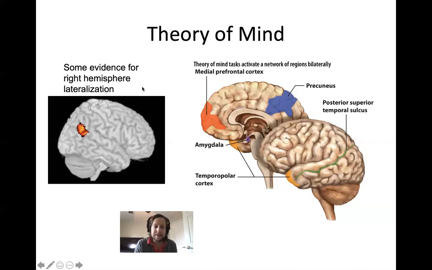However, there are some regions in that network which are activated more in the right hemisphere than they are in the left. So it's a bilateral thing, but there's some evidence that some of those regions in the right hemisphere are working harder than the corresponding regions in the left hemisphere. So that's some evidence of right hemisphere lateralization, or probably a more true word would be right hemisphere dominance. And McGilchrist somewhat agrees with this, that the right hemisphere is more important than the left for theory of mind.